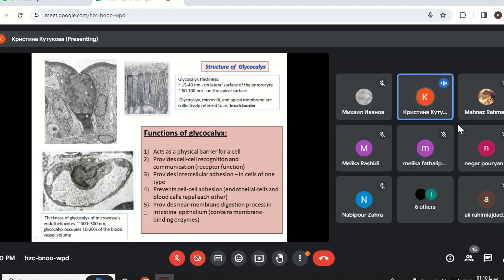And finally, in some cases, the glycocalyx provides the digestion process, like here in the example of intestinal epithelium cells. Here you can see three cells of epithelium of the intestine. Here is the nucleus of one of them, second and third. First and third are covered with microvilli, which are shown here at higher magnification, and microvilli are covered with glycocalyx.